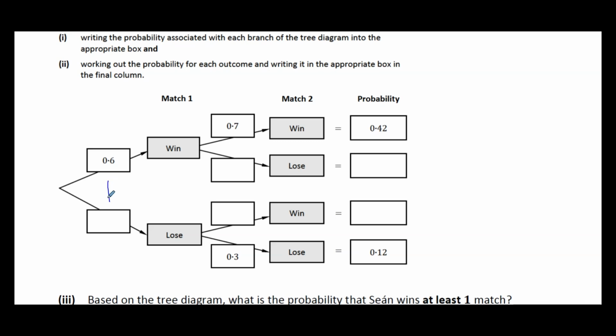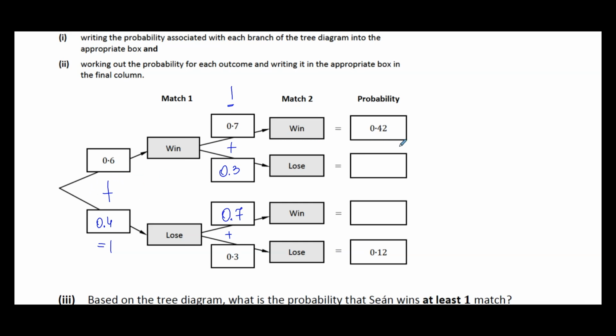Well, first of all, the 2 branches always have to add up to 1. So if I take 0.6 away from 1, I am left with 0.4. Again here, 0.7 and this box together should equal 1. So if from 1 I take 0.7, I get 0.3. Here, again, we have 0.3. That means together to make it 1 this will be 0.7. So that's our probability filled in for each branch.